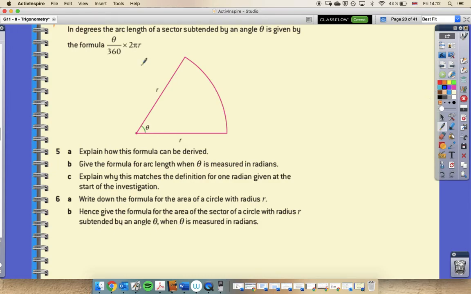So now we're going to take a look at how we can use our radians, and we're going to spend a bit of time investigating arc lengths and areas.